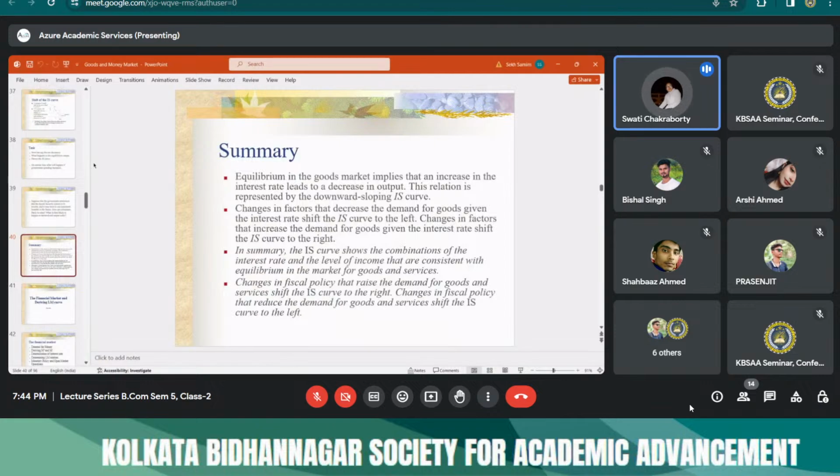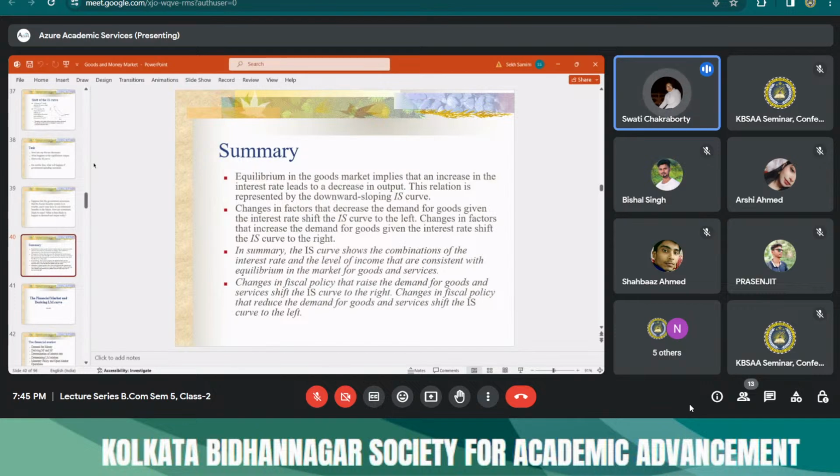Okay. So this is basically a summary of the IS curve that we talked about. We know that there is the goods market and the IS curve. In the equilibrium condition of the goods market, when there's an increase in the interest rate, output will decrease, and this is denoted by a downward sloping curve, which is the IS curve. So the IS curve is derived from the equilibrium condition of the goods market, when we see the effect of a change in the interest rate on the output.